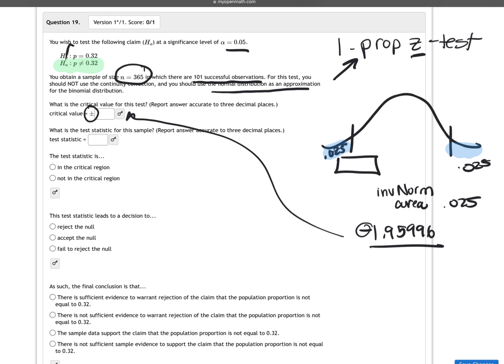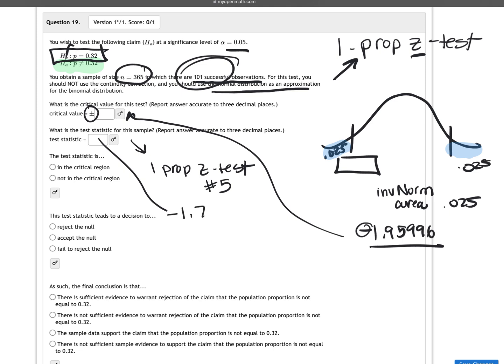And now they want your test statistic. So really easy way to do this is just go to one prop z on your calculator. So stats over to test, choose one prop z, which is number 5. It says P naught, right? That's from our H naught is 0.32. Successes, 101. N, 365. Not equal is our proposed, and calculate. That gives me my test statistic of negative 1.77.